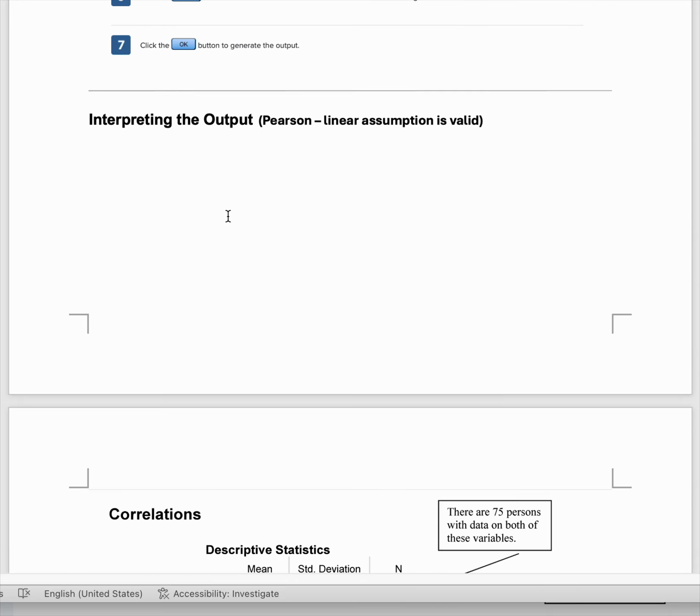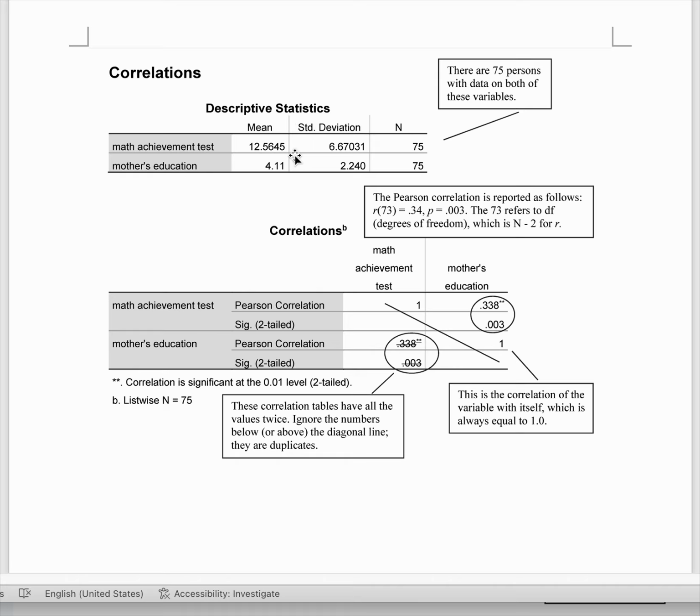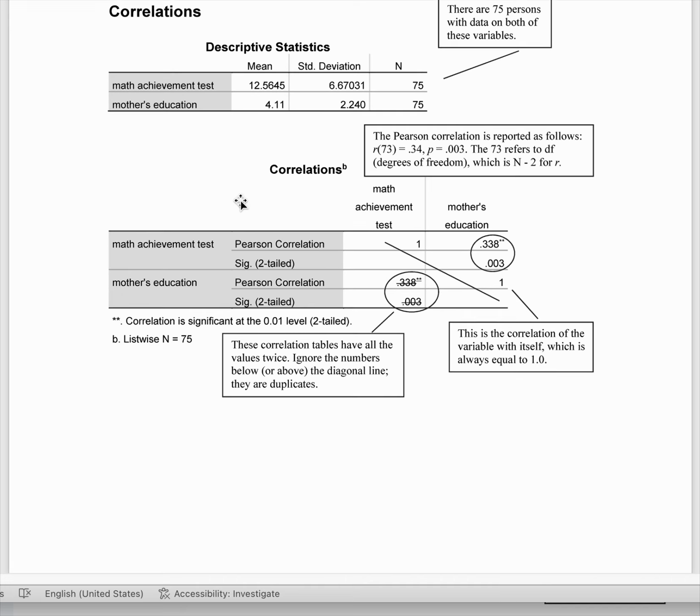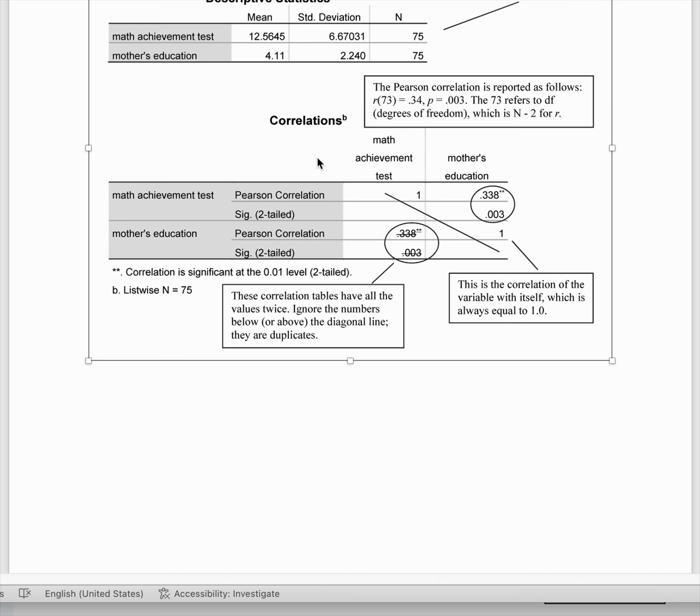Then I have interpreting the output. So you get a descriptive statistics table, which is nice because it will tell you the mean value for each variable, the standard deviation, and then the number of data points. You need to report the descriptive statistics in addition to the correlation. If you're looking at Pearson, this is the table that it gets you. This information under Math Achievement Test is going to have the values twice. So you're only ever going to look at the right-hand side, top two here.